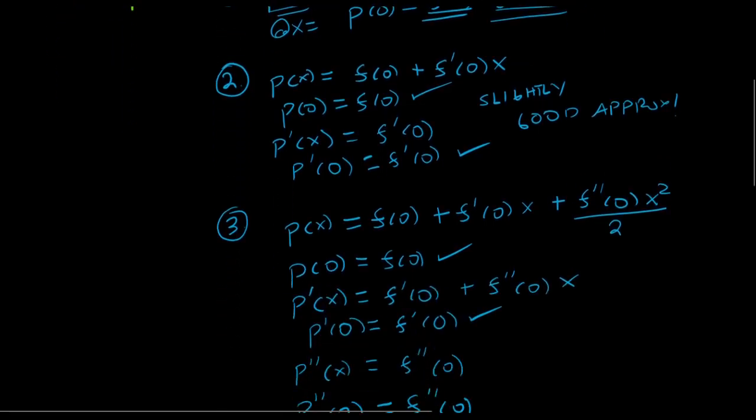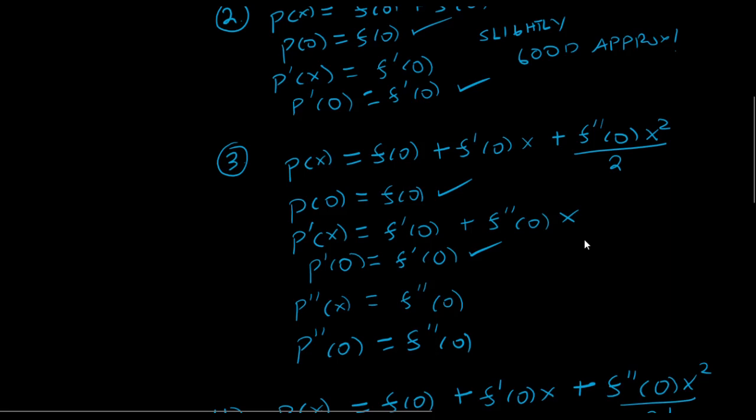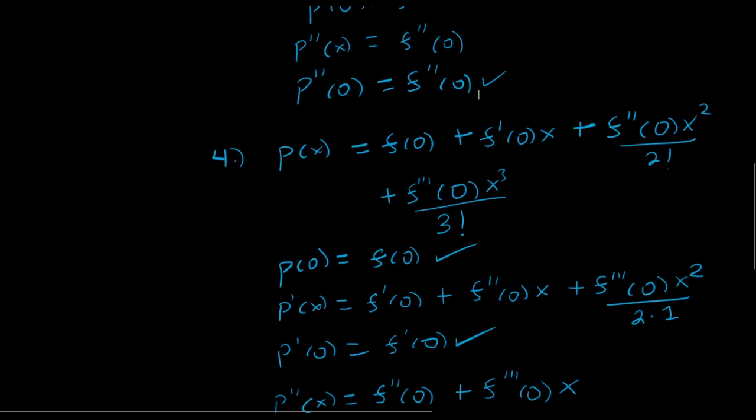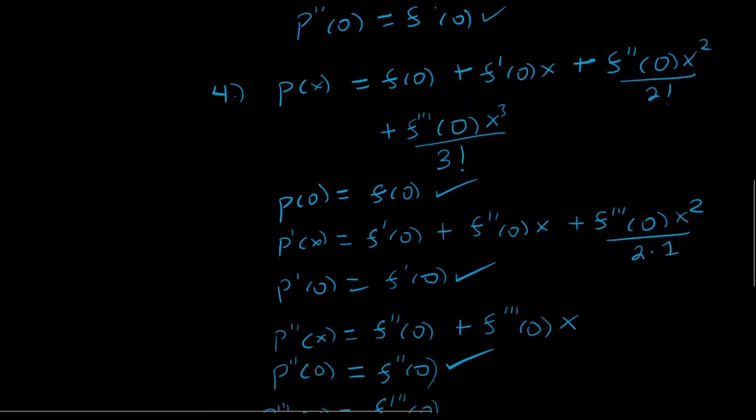But this time, we added a third term. Okay, so let's check: the constant is still equal, the first derivative is still equal. But at the same time, the second derivative is also equal. Okay? So our approximation is getting better, right? Now, as a last trial, we added a fourth term, which is the third prime.